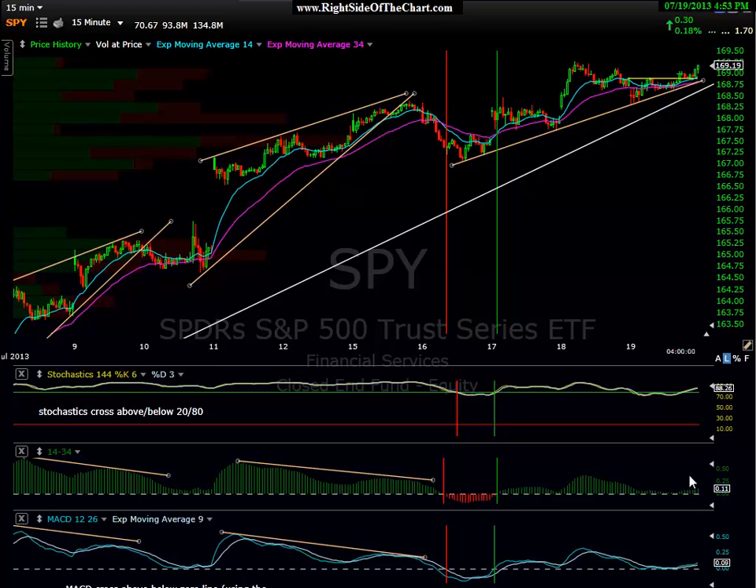Bring this MACD up a little bit, bring the 14-34 EMA histogram up a little bit, and what that would do is give us some nice positive divergence. We'd have the SPY up above making higher highs. We would have this histogram come up here and then roll back over making a lower high. And same thing here on the MACD.